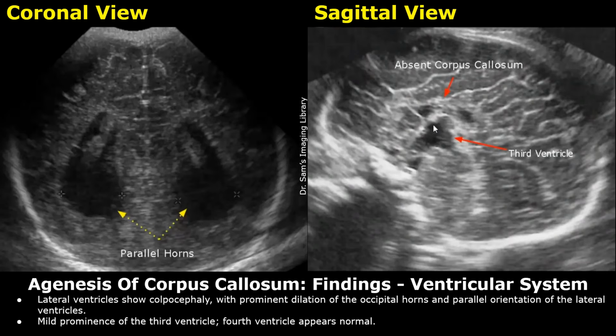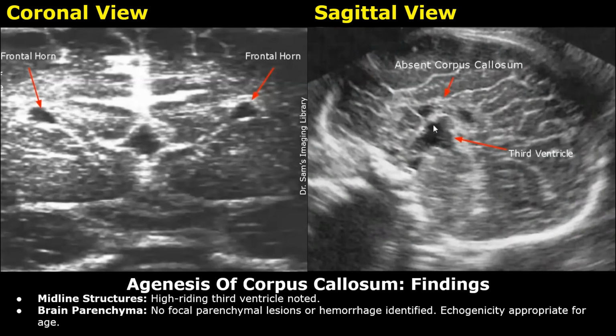Findings. Lateral ventricles show colpocephaly with prominent dilation of the occipital horns and parallel orientation of the lateral ventricles. Mild prominence of the third ventricle. Fourth ventricle appears normal. Midline structures. High riding third ventricle noted. Brain parenchyma. No focal parenchymal lesions or hemorrhage identified. Echogenicity appropriate for age.